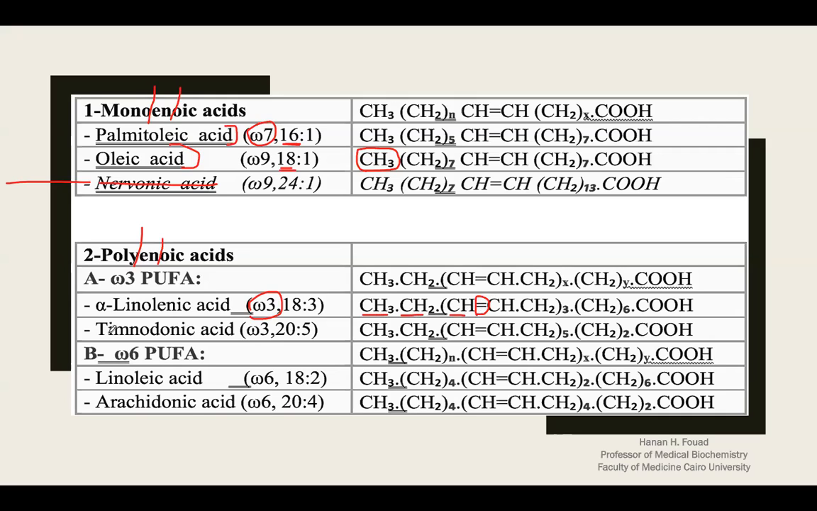Okay? Timnodonic, omega-3. If you look at timnodonic, this is carbon number 1, carbon number 2, carbon number 3, and the double bond is between carbon number 3 and 4. The difference is in the carbon atoms. Linolenic has 18 carbon atoms, timnodonic 20 carbon atoms. Alpha-linolenic has 3 double bonds, timnodonic has 5 double bonds.